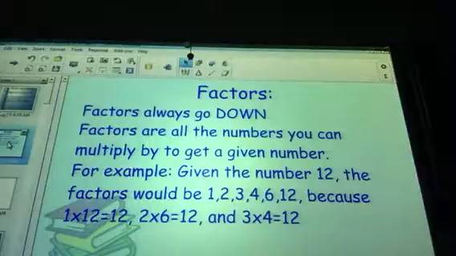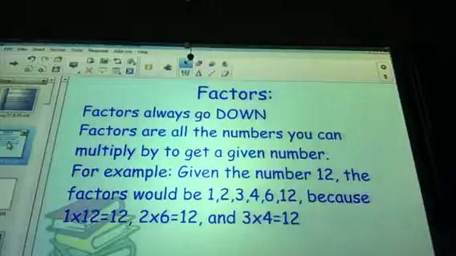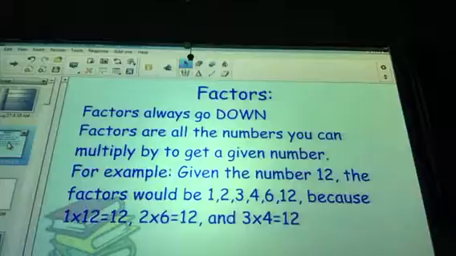All right, here's your first notes for this morning. Factors. Factors always go down. There are all the numbers that you can multiply to get a given number. For example, if you were given the number 12, the factors would be 1, 2, 3, 4, 6, and 12. Why? Because 1 times 12 is 12, 2 times 6 is 12, and 3 times 4 is 12. All right, make sure you hit pause and take these notes down. When you're ready, go ahead and continue.